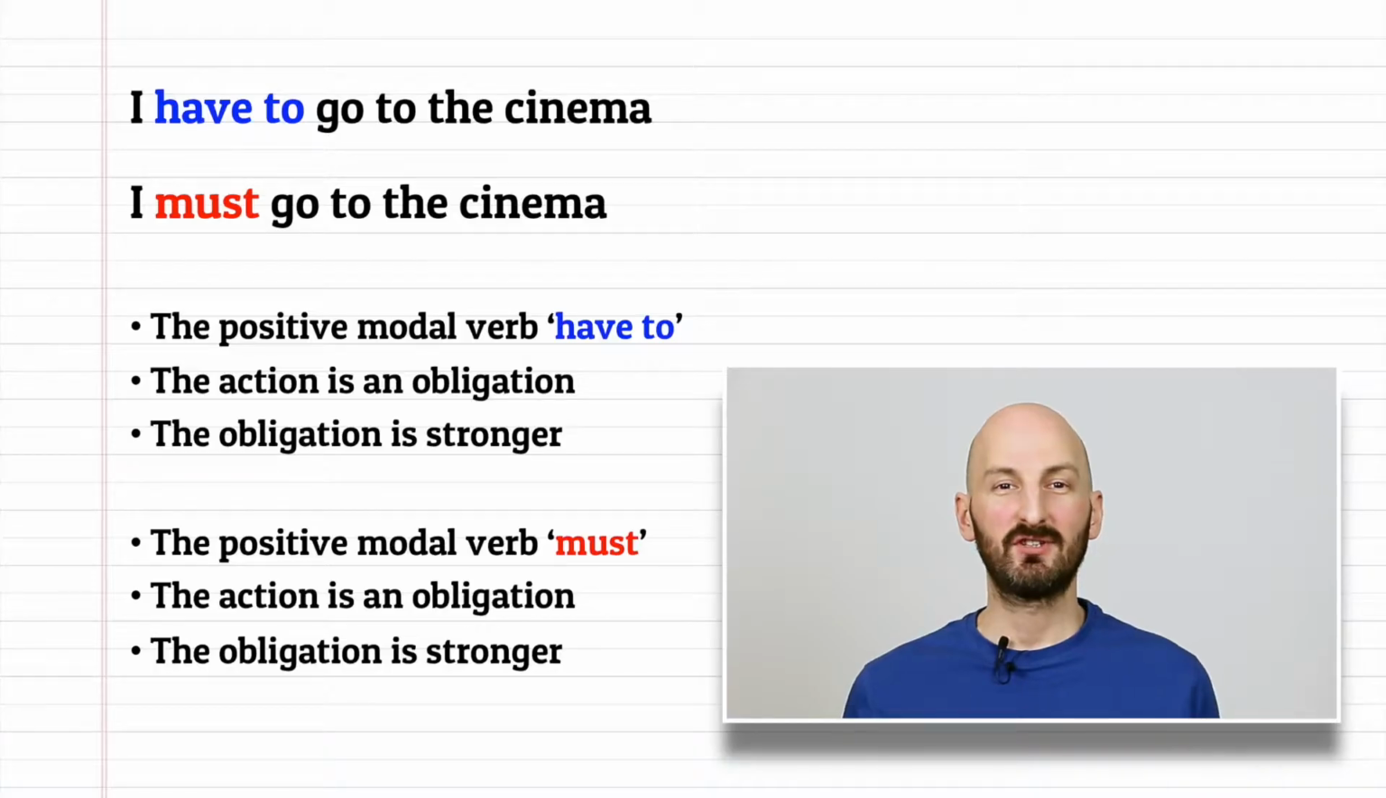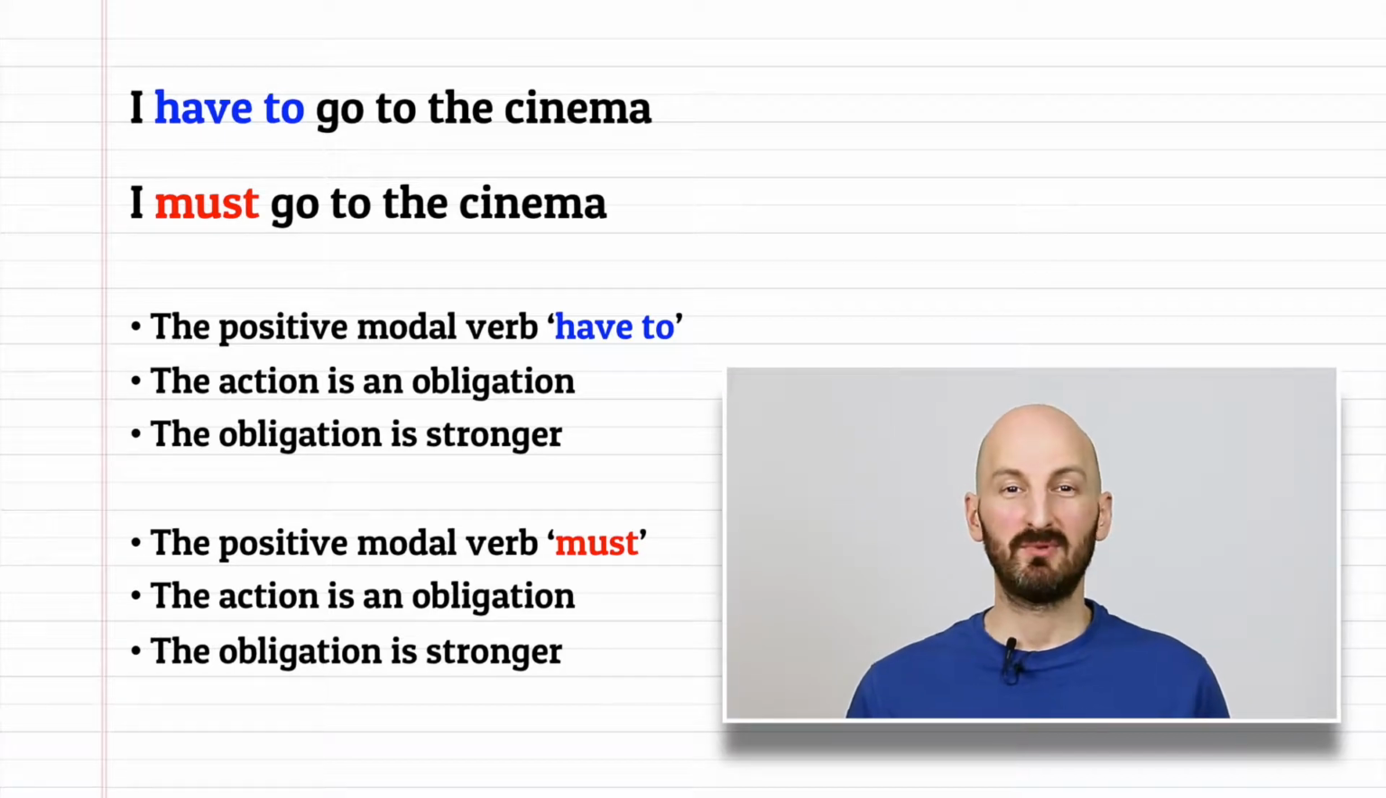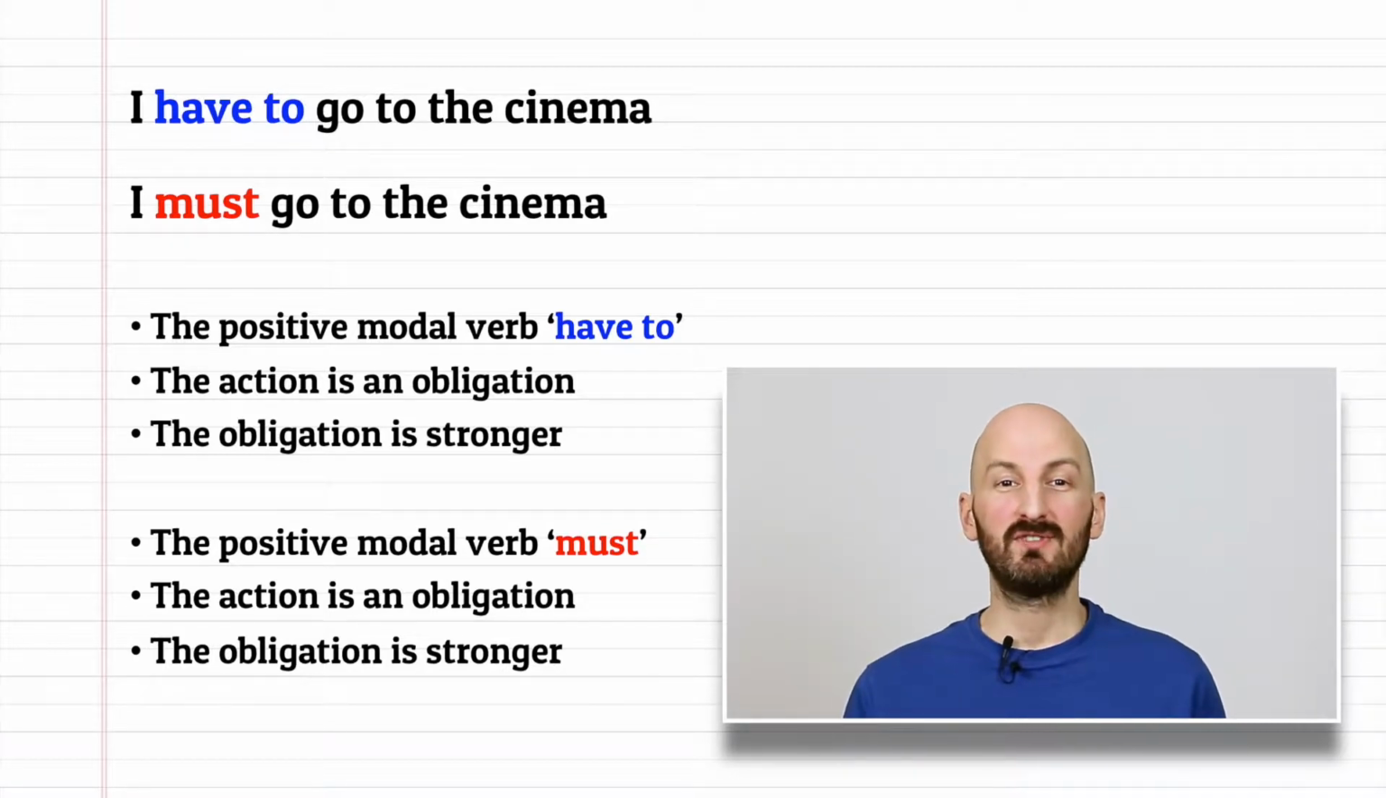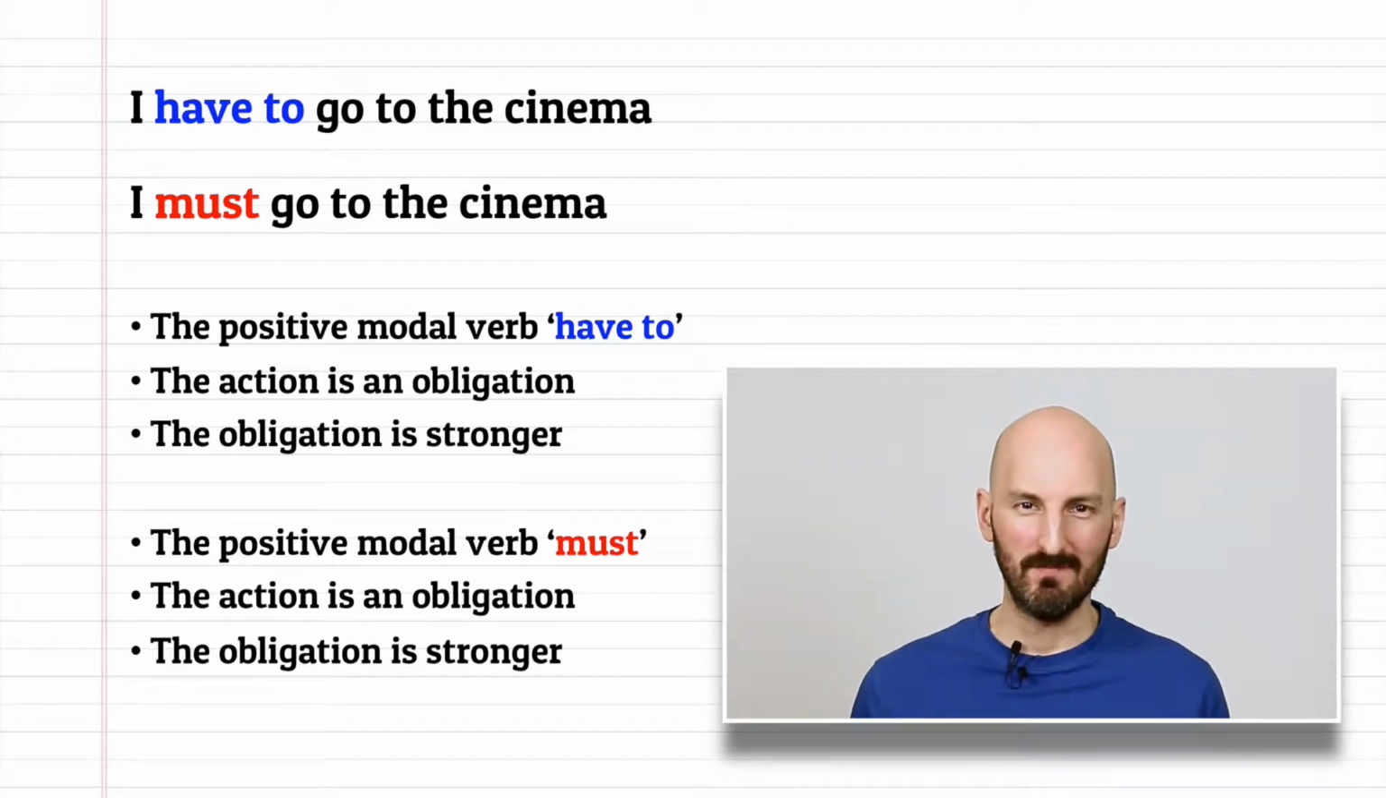Now, what happens when we want a very strong obligation? For example, when there is very little choice to do something. Well, instead of should and ought to, we use have to and must. I have to go to the cinema. I must go to the cinema. Both of these examples describe obligation in the same way as should and ought to. However, the important difference is the obligation or responsibility is much stronger.